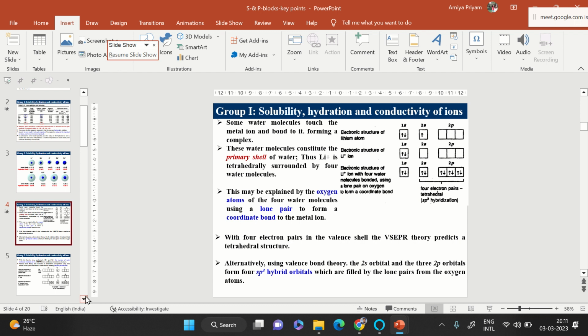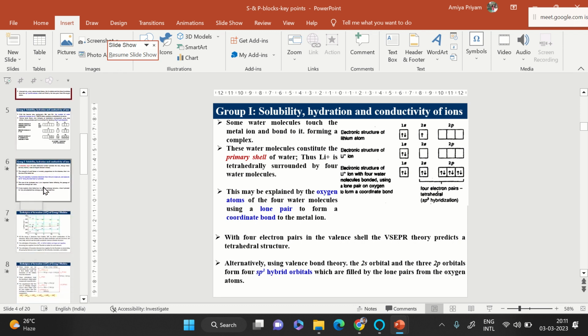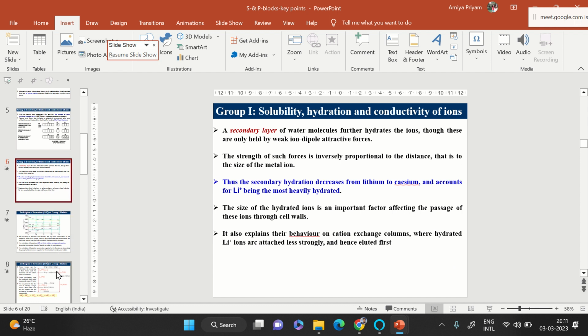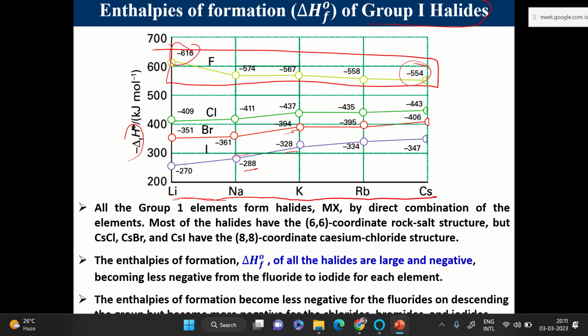Solvation shell. Okay, so what we see here, most of the halides form a 6:6 coordination, just like what forms in NaCl. But all the salts of cesium will have 8:8 coordination. Okay, all the salts of cesium will have 8:8 coordination, and you can see that here.